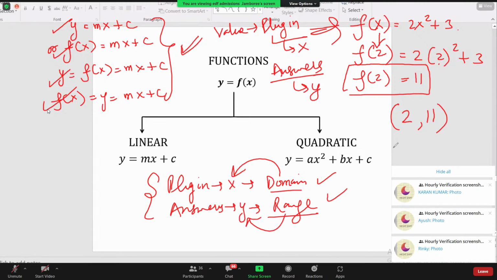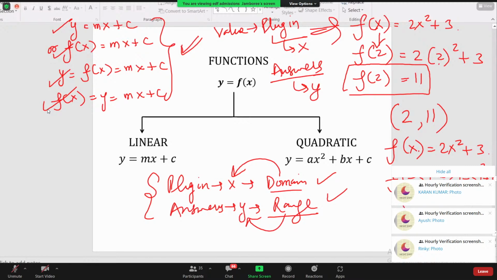Simple, straightforward. Similarly, if we are given f of x is equals to 2x square plus 3 and you are asked to find the value of f of minus 3, it basically implies you need to replace the value of x as minus 3. So this will become 2 times minus 3 whole square plus 3. Minus 3 square will be plus 9. 9 times 2 is 18. 18 plus 3 is going to be 21.